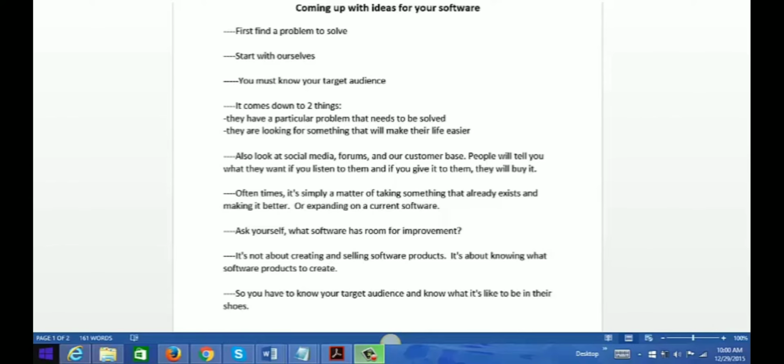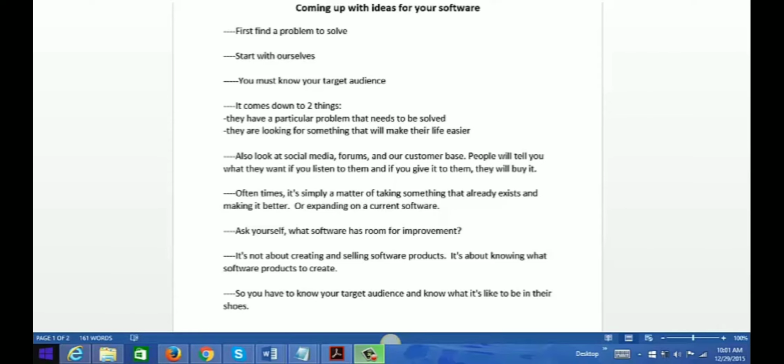Coming up with ideas for your software. So before you create a software product, you need to know what it's going to bring to the table. You need to know what problems it's going to solve, because that's what software tools do, they solve problems or potential problems. Okay, so first let's start with ourselves. Do you have a problem in your business or personal life that can be solved with a software tool? Because let's face it, if you have a problem, I'm pretty sure there are other people out there with similar problems as you. Okay, so your problem is not unique to yourself.